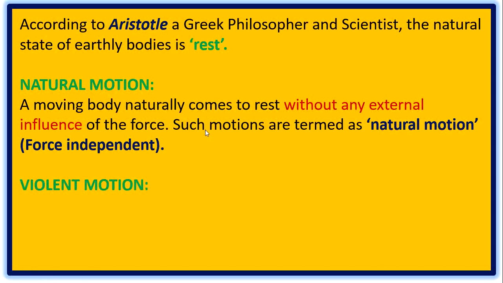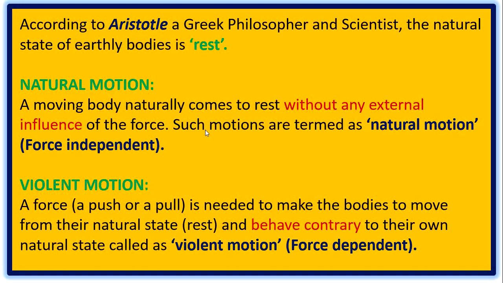Then, violent motion. What is called violent motion? A force is needed to make bodies move from their natural state and behave contrary to their own natural state. If an object is at rest, we have to apply a force to move it. When we apply a force, the object will move from one place to another. Here the object is dependent on the force, so it is called violent motion.